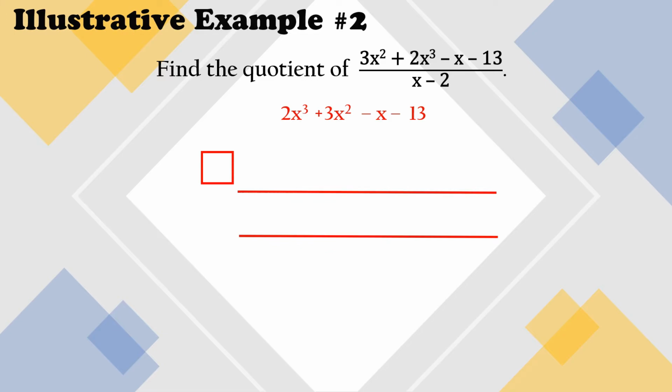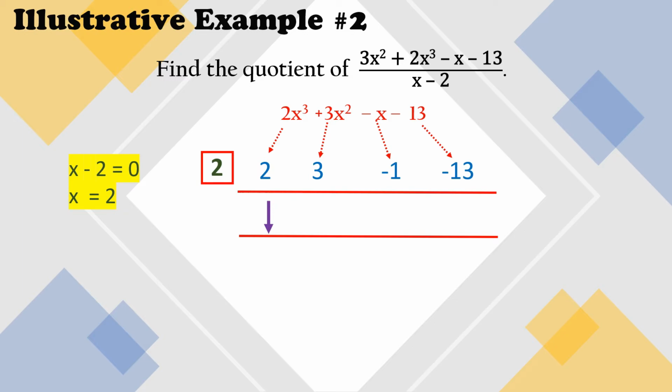After this, we're going to set up our synthetic division using 3 rows of numbers with a small box on the upper corner. On the first row, we're going to put the numerical coefficients of our dividend. So we will have 2, 3, negative 1, negative 13. Then we're going to get the synthetic divisor by equating the divisor to 0, then solving for x. So we will have 2. We put it in the box on the upper corner.